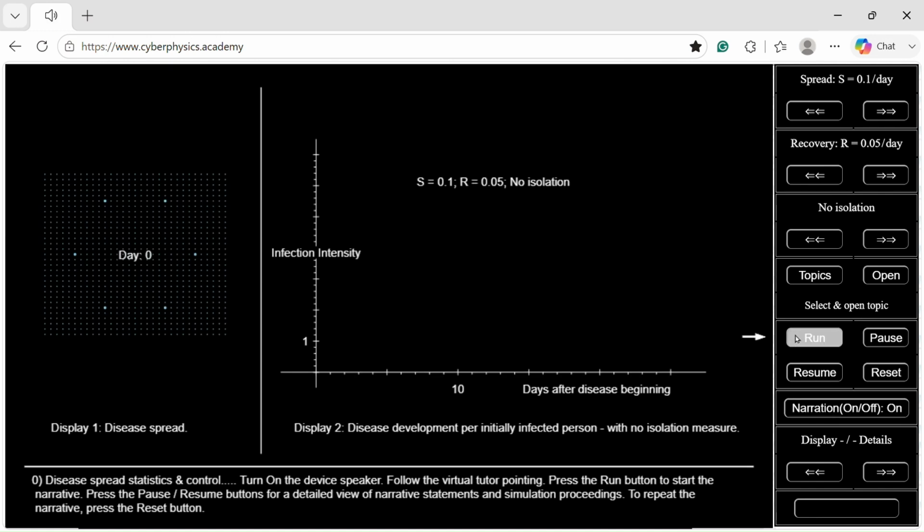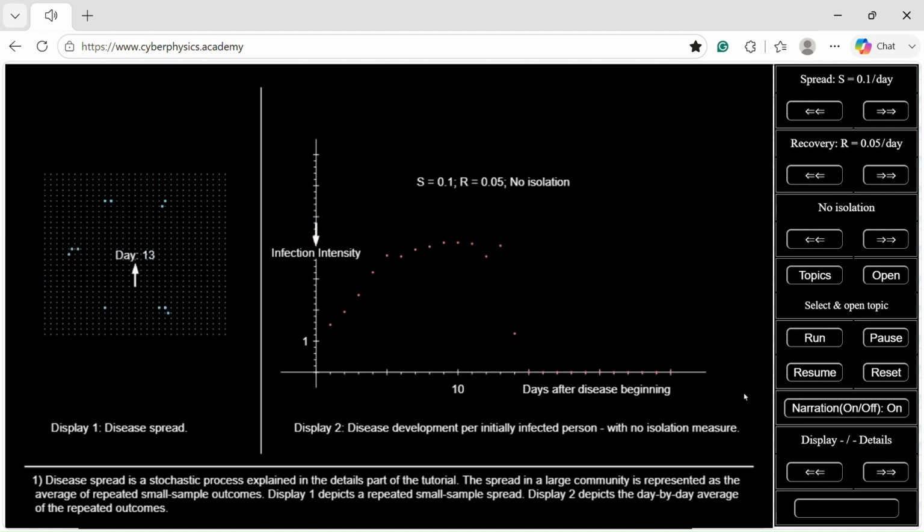Disease spread statistics and control. Press the Run button to start the narrative. Read the footnotes for details. Disease spread is a stochastic process explained in the details part of the tutorial.